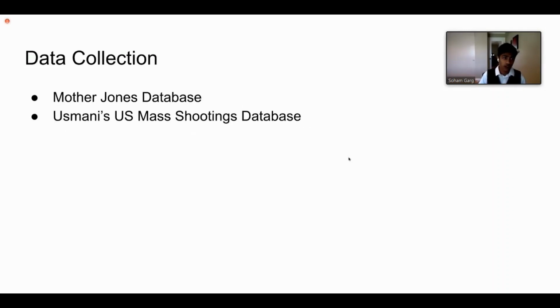The data that we used came from Mother Jones. We used a Mother Jones database and a USA Today U.S. mass shootings database. The Mother Jones database gave us the official data about shootings, and the U.S. mass shootings database gave us data for news sources and the data that they've been broadcasting, basically.